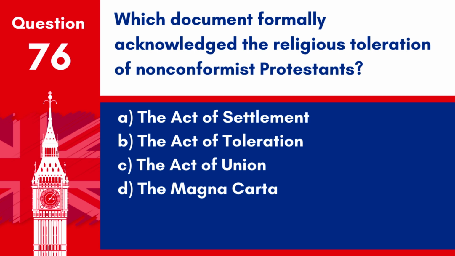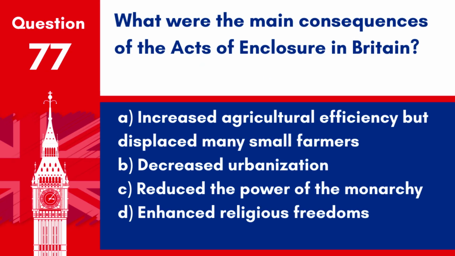Answer: B. The Act of Toleration. The Act of Toleration, enacted in 1689, formally acknowledged the religious toleration of nonconformist Protestants, allowing them to worship freely, though with some restrictions.